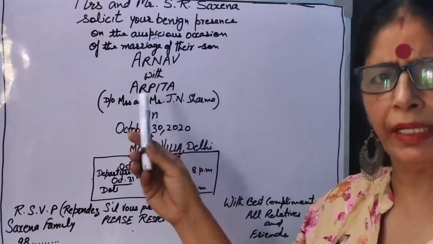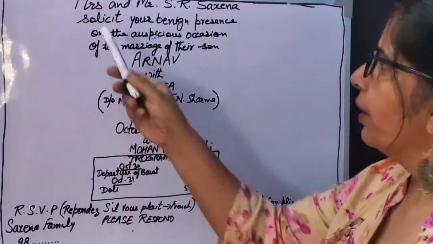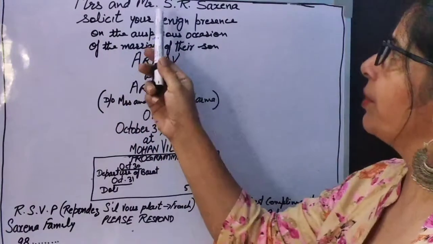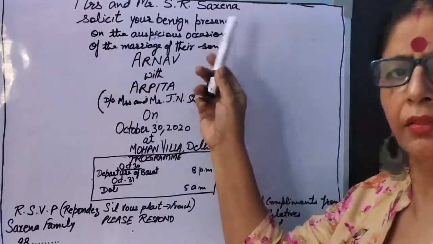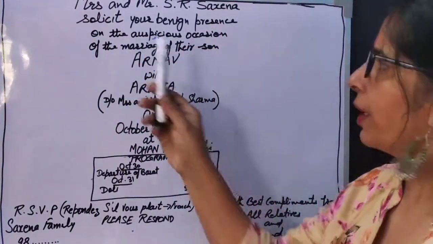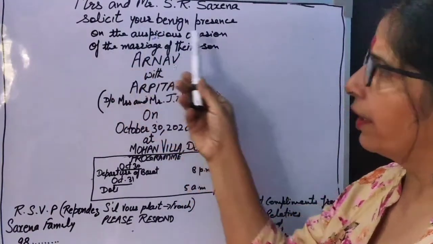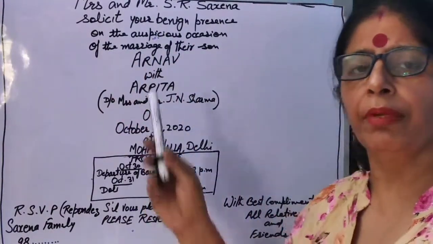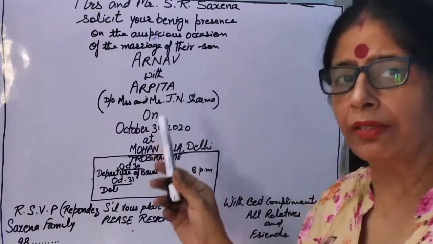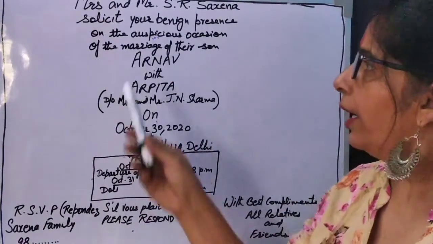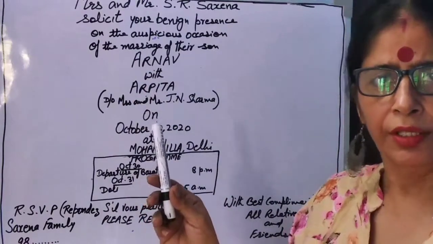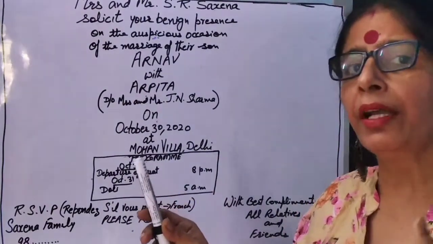It is maybe better for you even to learn. So this is Mrs. and Mr. S R Saxena. This much is enough in the first line. Solicit your benign presence. This word can be changed, but I must say better you learn this word, because this is not a bad word. This is rather a good word. It will have a good impression on your teacher for the boards. So you learn it by heart.